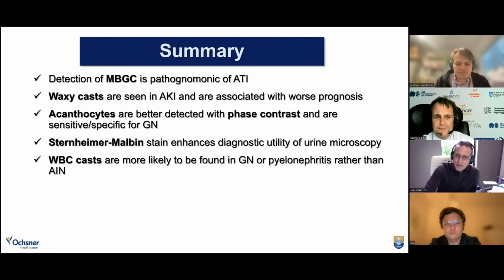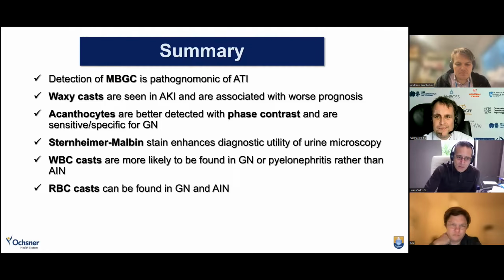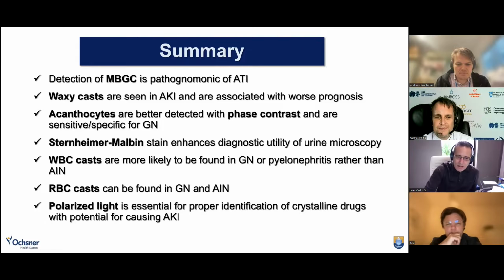WBC casts are more likely to be found in GN or pyelonephritis rather than AIN, as is commonly presumed. RBC casts can be found in glomerulonephritis and interstitial nephritis as well. And polarized light is essential for proper identification of crystalline drugs with potential for causing acute kidney injury. I think I'm going to stop here, and I'll be happy to address any questions.